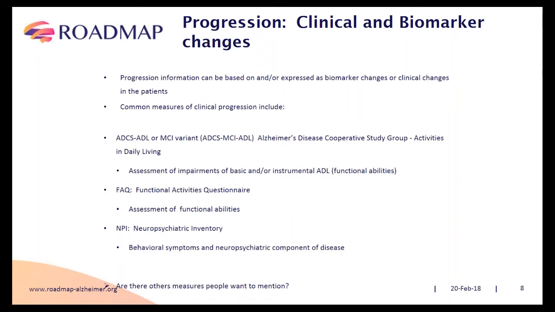The Functional Activities Questionnaire is also a very good measure that's used, and it's used across trials, it's used across registries. The NPI, which is a behavioral measure, is your neuropsychiatric inventory, and it's an assessment of behavioral symptoms and the neuropsychiatric components of the disease.